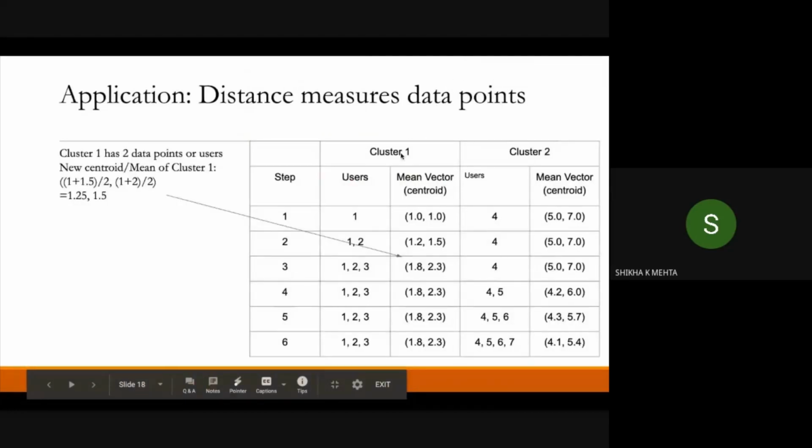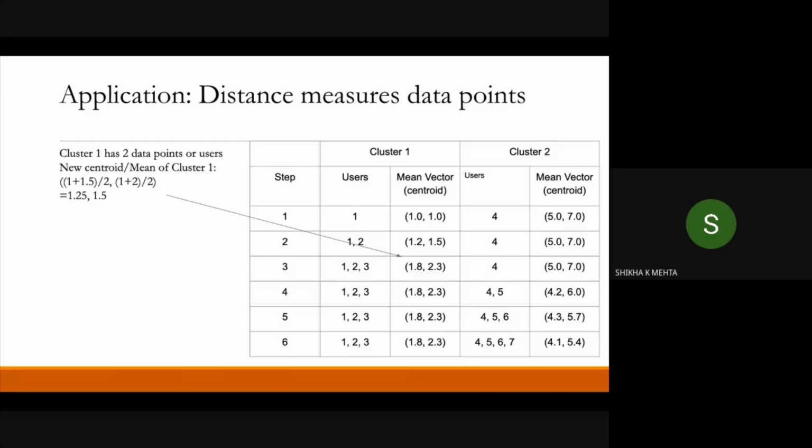So here you can see the two clusters that we have created, and finally you can see that users 1, 2, 3 are in cluster 1, and users 4, 5, 6, and 7 are in cluster 2. So I think most of you have done it like this only.